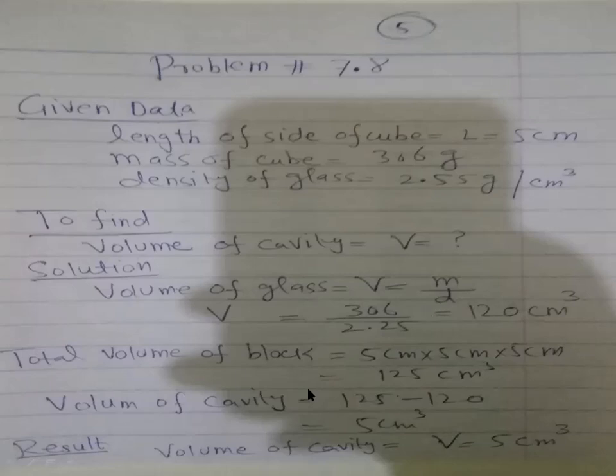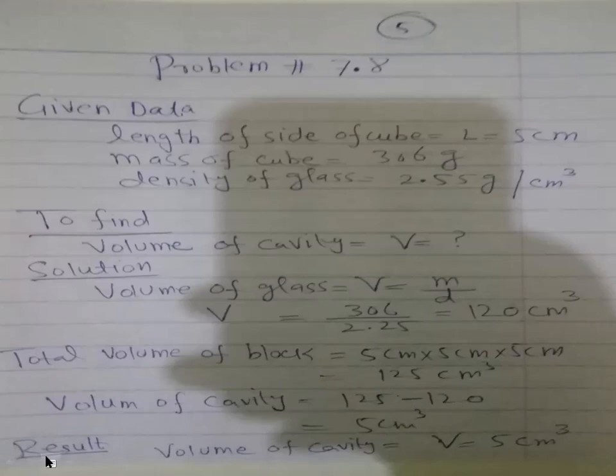How can we calculate the volume of cavity? Subtract from the total volume. Total volume is 125 and the volume of glass is 120. If you subtract 125 minus 120, you will get 5 centimeter cube. So our volume of cavity will be 5 centimeter cube, which is the required result.